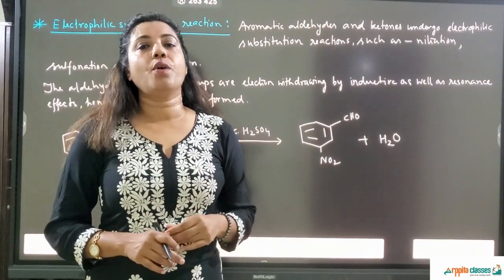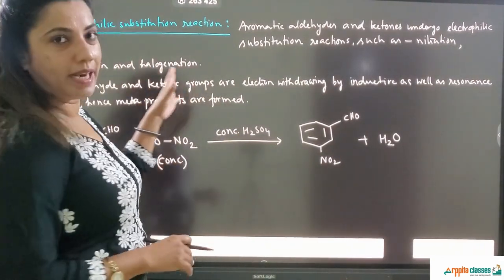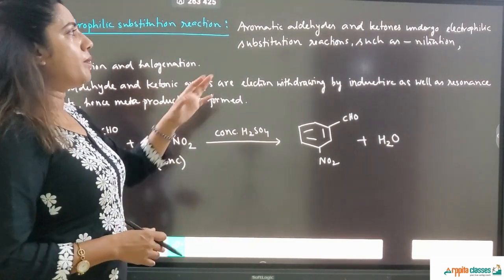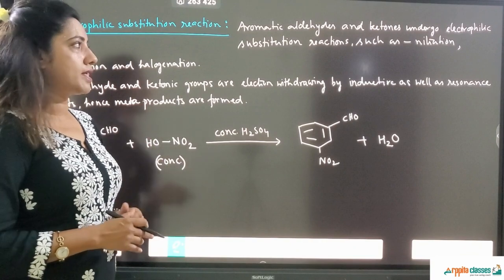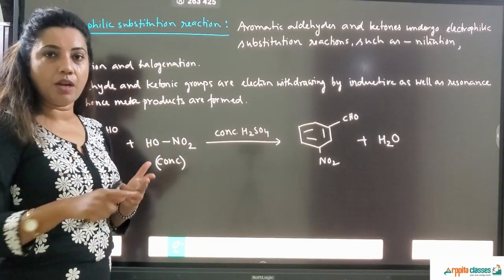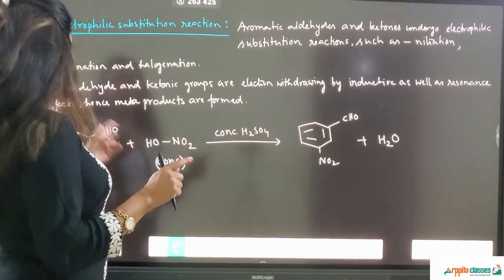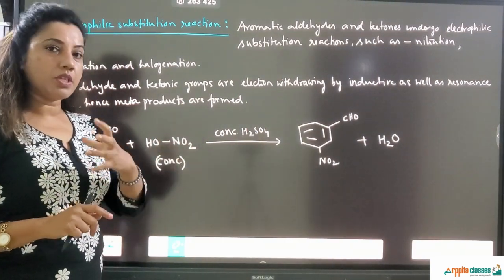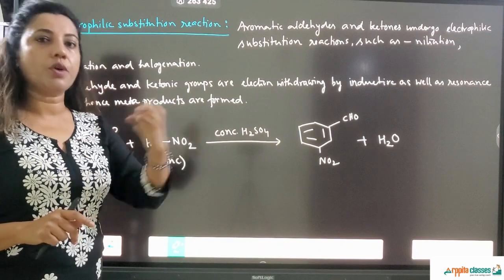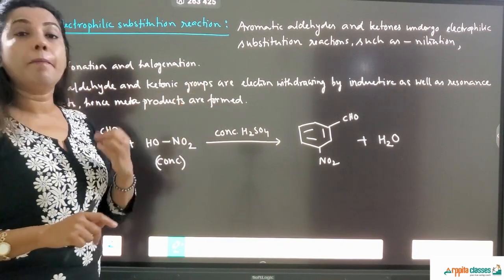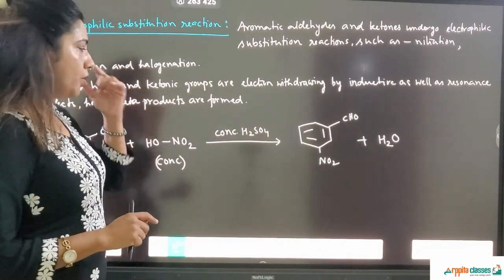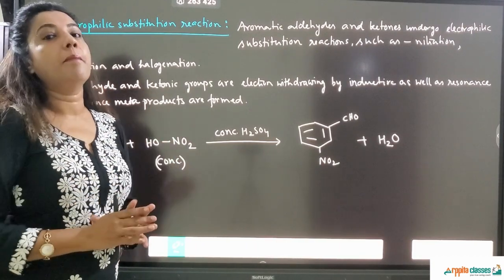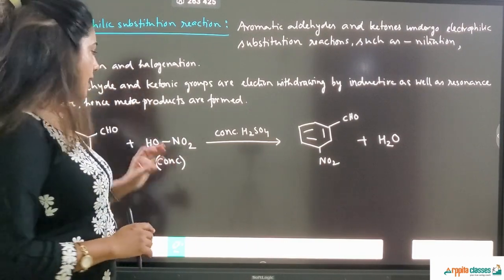Now the last reaction of aldehydes and ketones, that is of aromatic aldehydes and ketones, is called electrophilic substitution reaction. So aromatic aldehydes and ketones undergo electrophilic substitution reactions such as nitration, sulfonation and halogenation. The aldehyde and ketonic groups are electron withdrawing groups. So something which is an electron withdrawing group will withdraw electrons from the ring and it will be a meta-directing group. So whenever you do the electrophilic substitution reaction, the incoming electrophile will enter the meta position of the aldehyde or ketone.